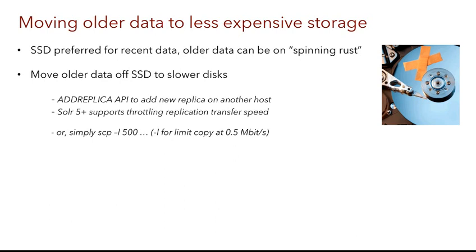A couple of things to call out there. Effectively, if you need to move data, you can just use the Solr API and add a replica, and Solr will start replicating the shard out to that new replica, presumably out on spinning rust. And the nice thing is that with Solr 5, you can actually throttle, again, the replication transfer speed, so you can control that. Very nice thing. Or, again, a lot of people just like tried and true tools like SCP, and you can essentially limit how quickly SCP does that type of thing.